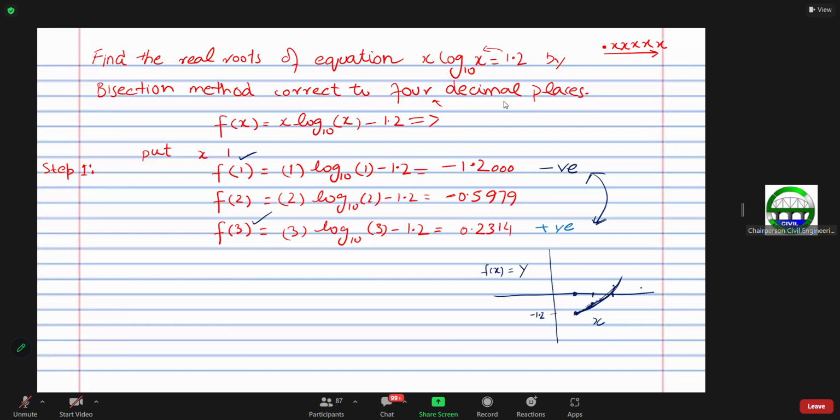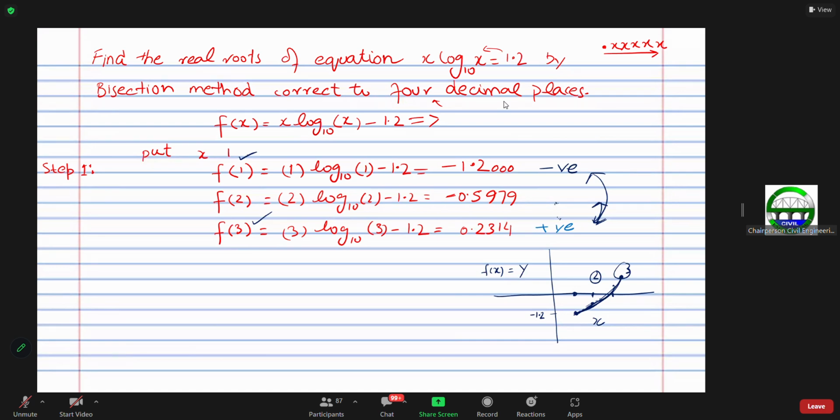The value going this way. Okay, so now we can say that our value lies between 2 and 3. This one is your 3 and this one is your 2. So your value lies between 2 and 3, somewhere here.